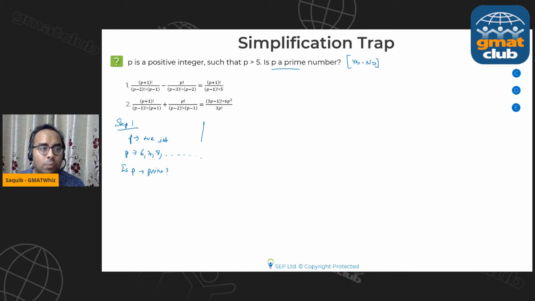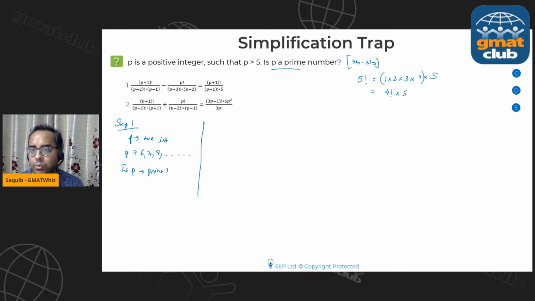So keeping all of this in mind, we'll take up the first statement, and let me write it here because I'll need a lot of space. In fact, let me tell you one small thing about factorial, especially for those of you who haven't done a lot of factorials. If you are given 5 factorial, that simply means 1 times 2 times 3 times 4 times 5, right? But a simplification trick that you need to know is that 5 factorial can be written as 4 factorial times 5.